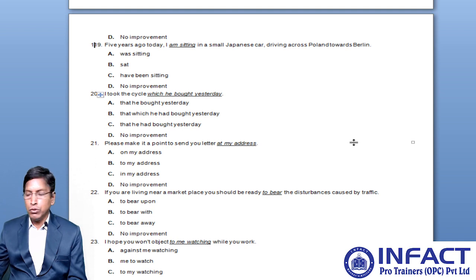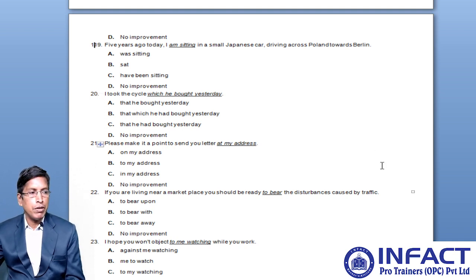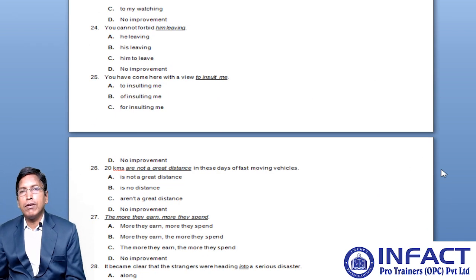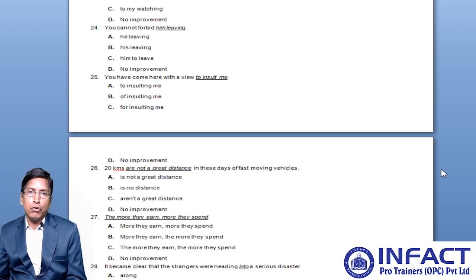Now let us move to question number 24. You cannot forbid him leaving. Option A, he leaving. Option B, his leaving. Option C, him to leave. And option D, no improvement required. So what should come in place of him leaving? Whether it is he leaving, or his leaving, or him to leave. So the right option will be him to leave. You cannot forbid him to leave will be the right alternative for him leaving.